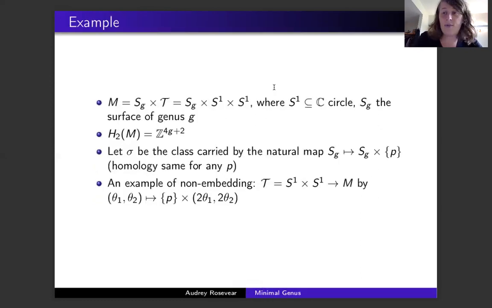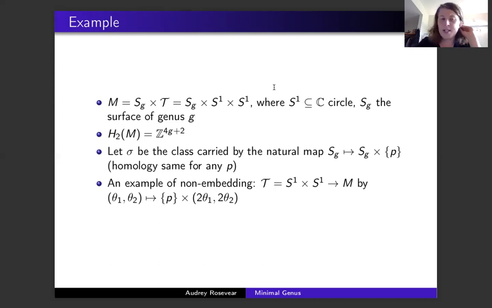So here's an example, and this is going to be a running example we'll come back to over the course of this talk. So our manifold is going to be a product of a surface of genus G and a torus. That's the surface of genus 1, and it's the product of two circles, where here the circle S1 is considered as the unit circle in the complex numbers. And we're really considering any manifold which is topologically equivalent to this manifold. Standard computations in algebraic topology show that H2M is equal to 4G plus 2 copies of Z.